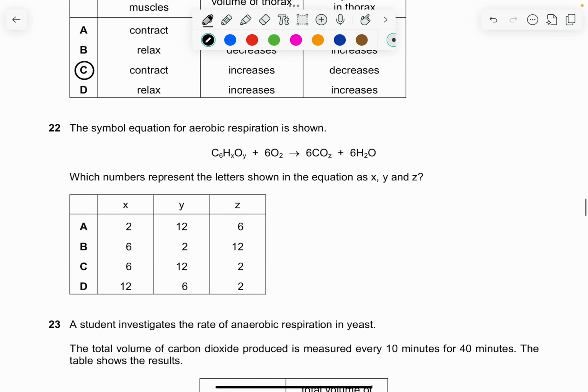Question 22. The symbol equation for aerobic respiration is shown. Which numbers represent the letters X, Y, and Z in the equation? For this type of question, please do memorize it. All the chemical equations in the syllabus have to be memorized, so that you do not get stuck on this kind of question. C6H12O6 plus 6O2 gives 6CO2 and 6H2O. So the answer is 12, 6, and 2. So the answer is D.